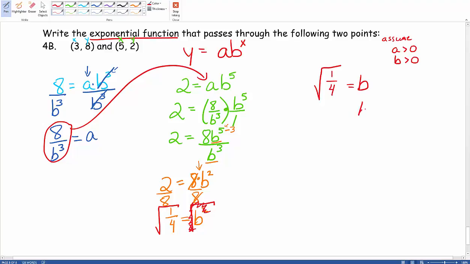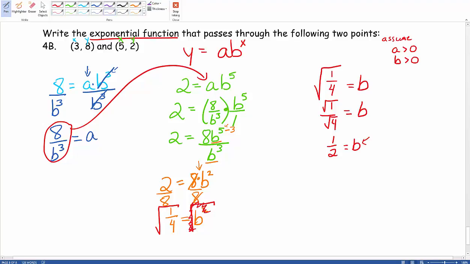And we know from our properties with radicals that we can tear this apart and break it up. So we end up with the square root of 1 over the square root of 4. So our b value then comes out to be the square root of 1 on top, which is just 1, and the square root of 4 on the bottom, which is just 2. So right there, we have identified what our b value is. And from that, things get much, much easier.